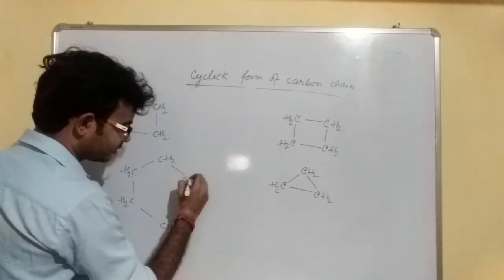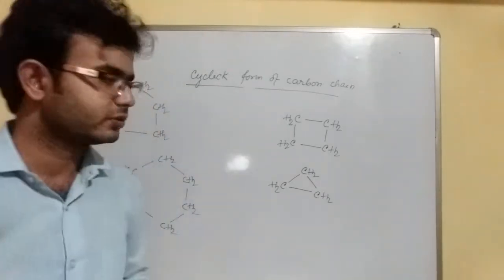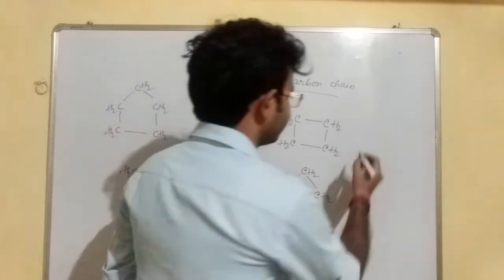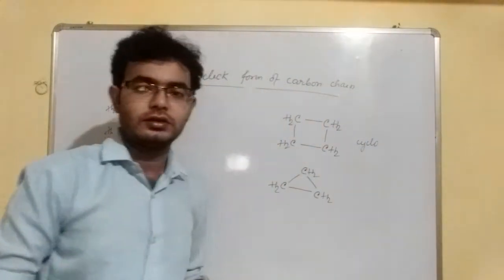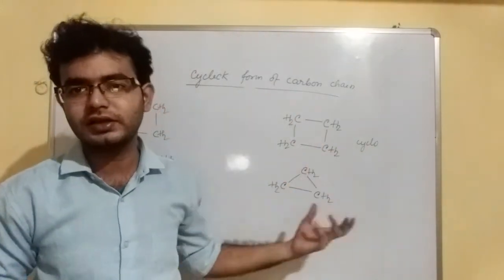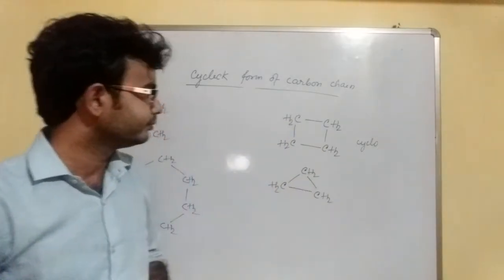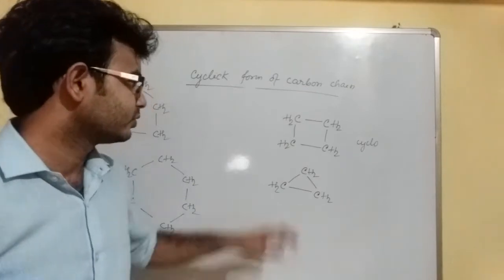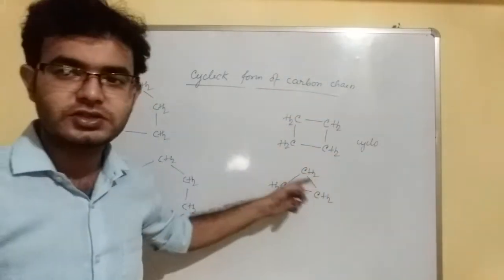So this compound is a cyclic compound, a cyclo compound. While writing the name of this type of compound, first we have to write cyclo as the prefix of the name. How to write the name of this type of compound we will discuss later. Here you just have to remember this is a cyclic chain of carbon.